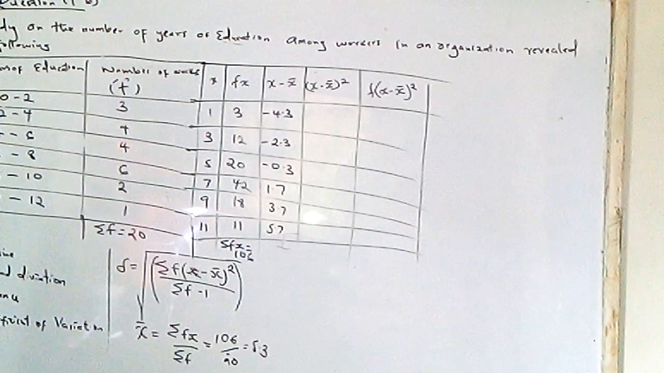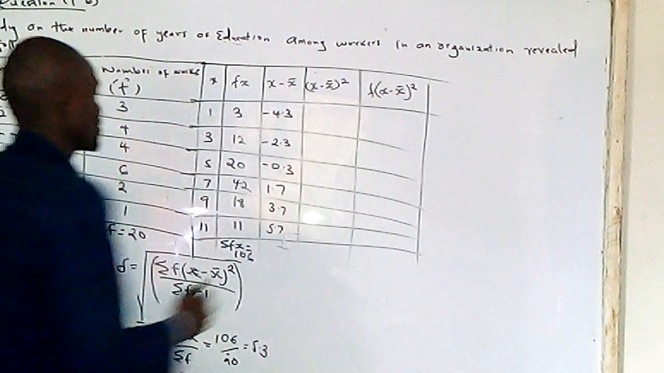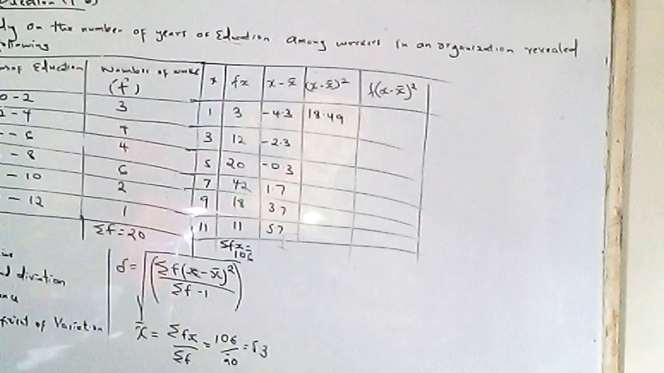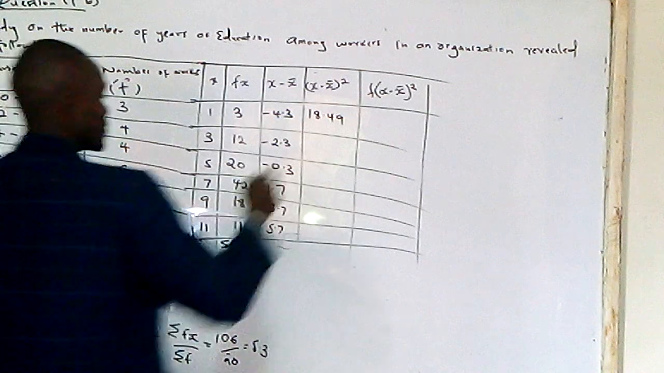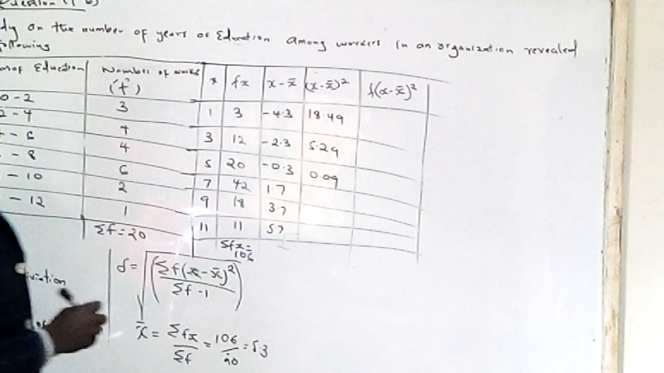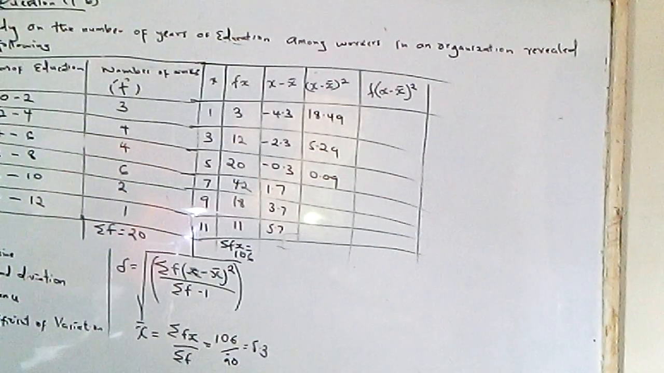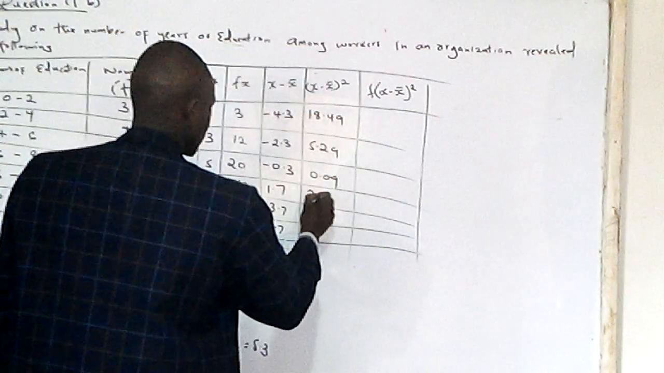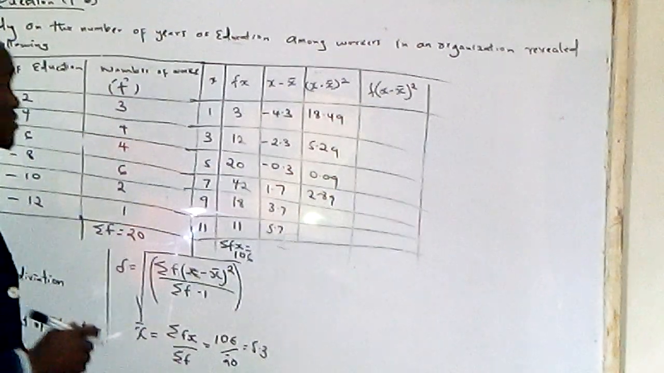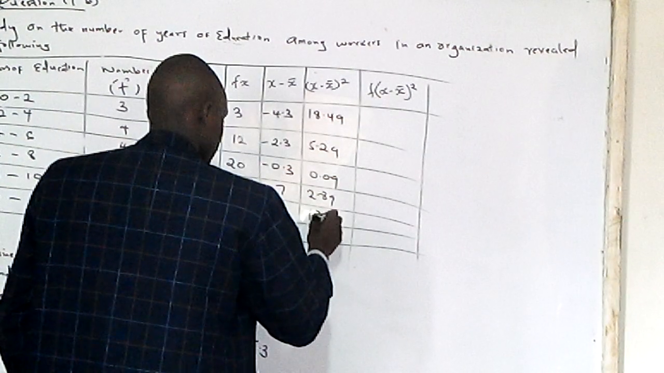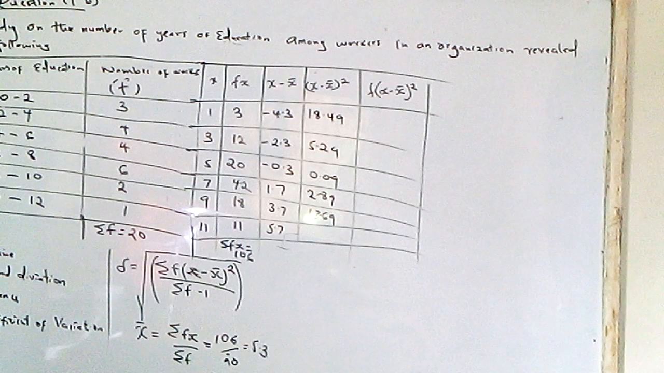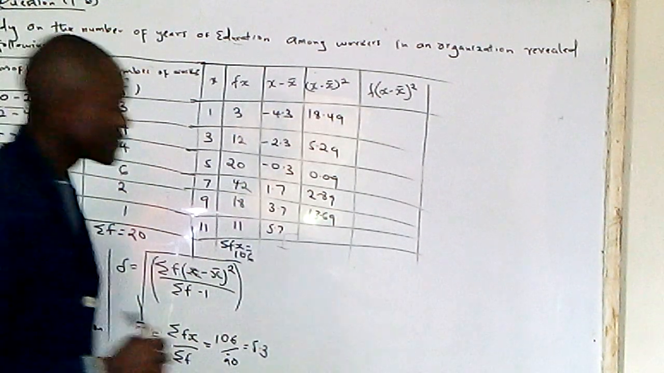And then you square: negative 4.3 squared, you get 18.49. 2.3 squared, you get 5.29. 0.3 squared is 0.09. 1.7 squared is 2.89. 3.7 squared is 13.69. And 5.7 squared, you get 32.49.